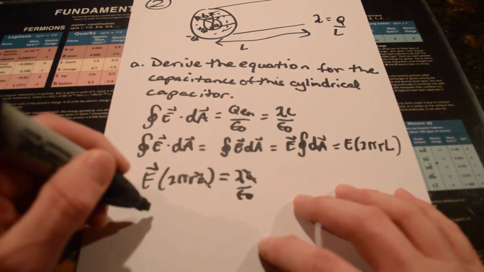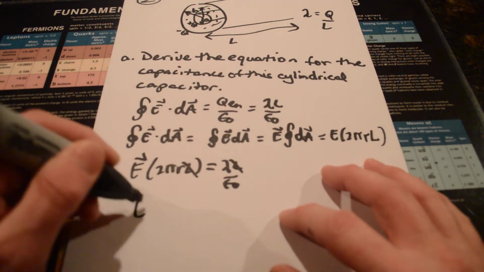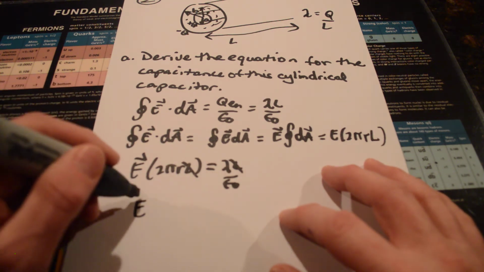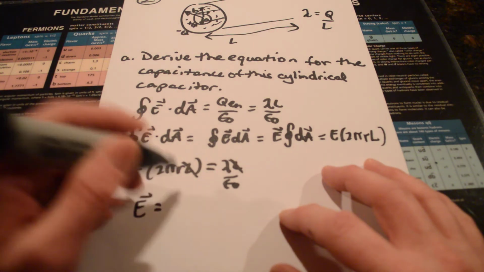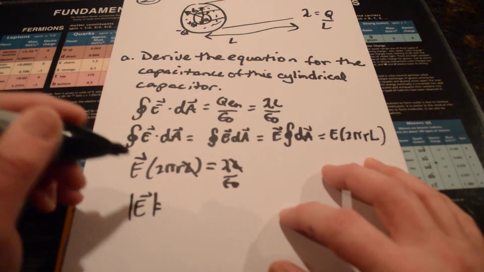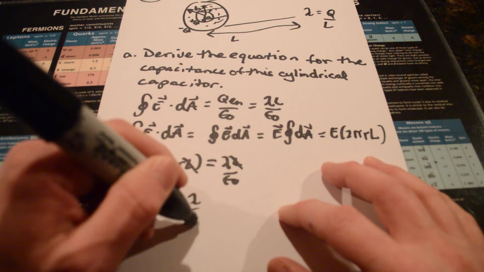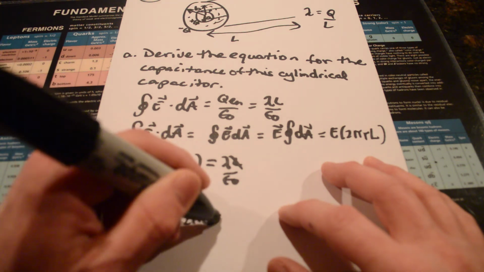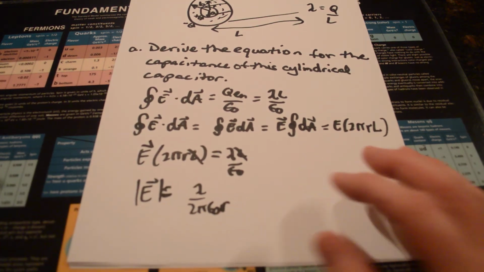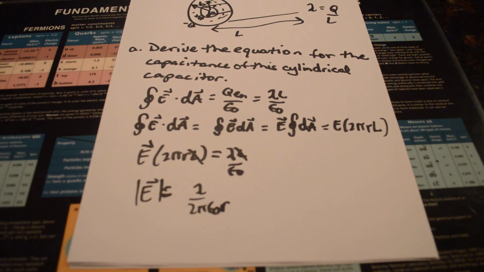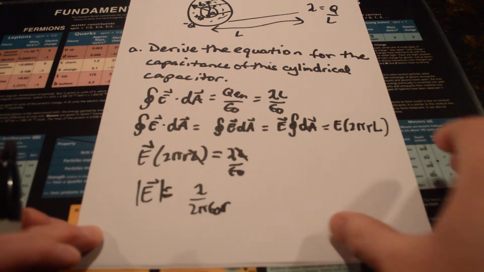The L's cancel, and a familiar result for a wire or cylinder is that the electric field strength should be equal to lambda over 2 pi epsilon naught r. There's no L in that region because the L's have canceled out. So that's just the electric field strength.